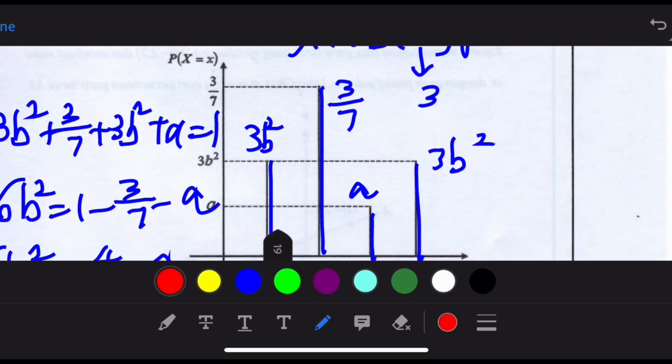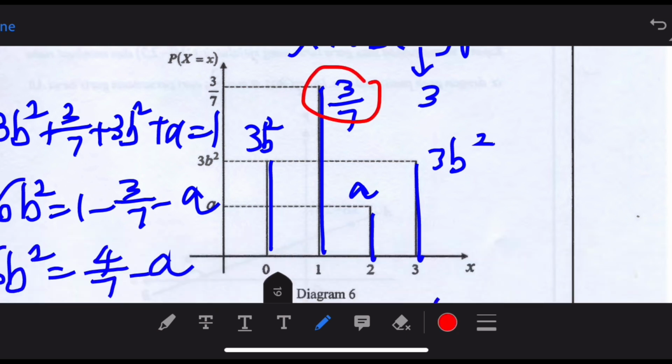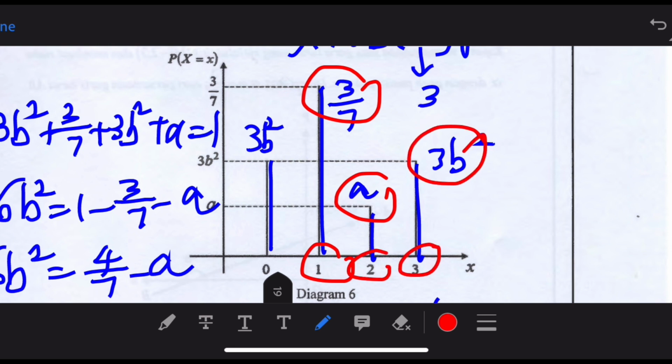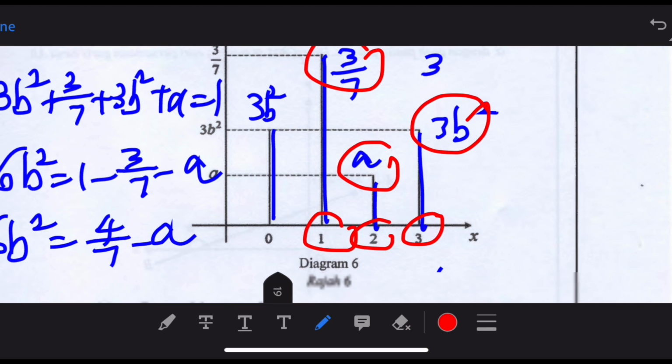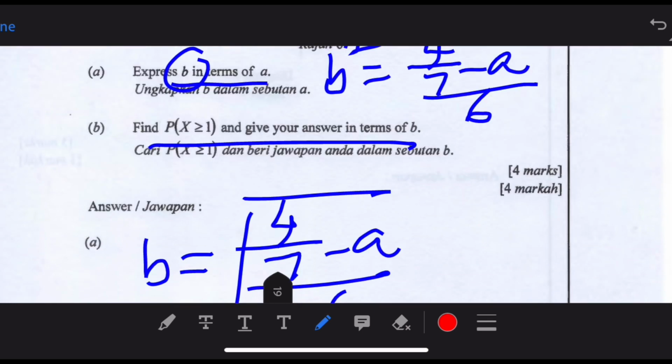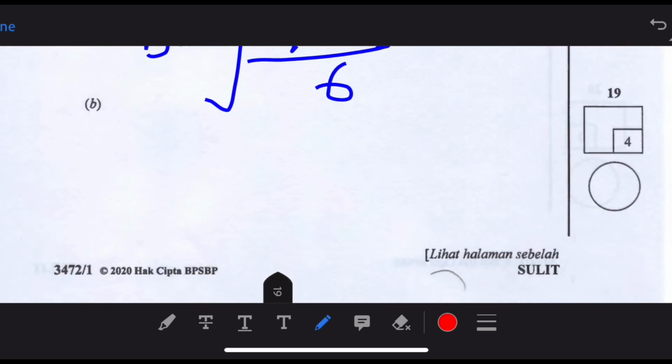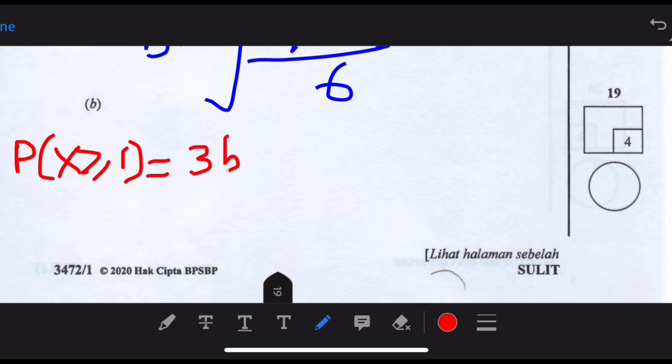So we will just write down all the probability values starting from 1, and then 2, and then 3. But the instruction of the question mentioned in terms of b, so we need to express the answer in terms of b, meaning that we cannot see anything other than b except numbers. So we have 3b squared plus a, and then plus 3 over 7.